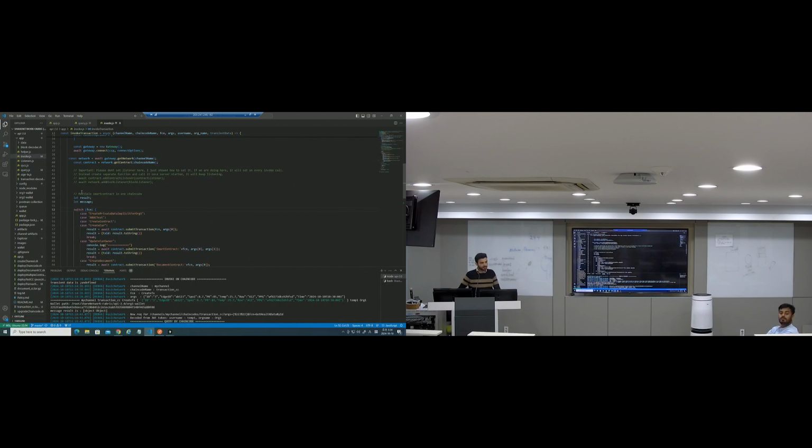Real-time scenario, how you work on blockchain. Can you explain a real-time scenario of cryptocurrency? I can show you. It's actually lengthy.